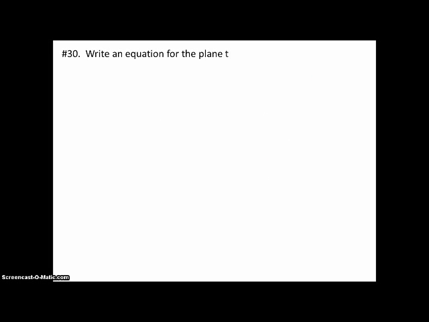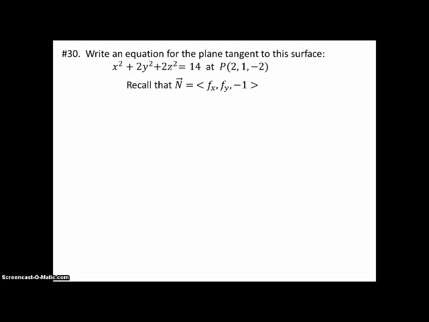Number 30, write an equation for the plane tangent to this surface, x squared plus 2y squared plus 2z squared equals 14 at this particular point. Now recall that the normal from a previous lesson is the partial derivative with respect to x, comma, partial derivative with respect to y, comma, -1. And so all we have to do is compute those partial derivatives at that particular point, which in this case is easy because we've got polynomials.